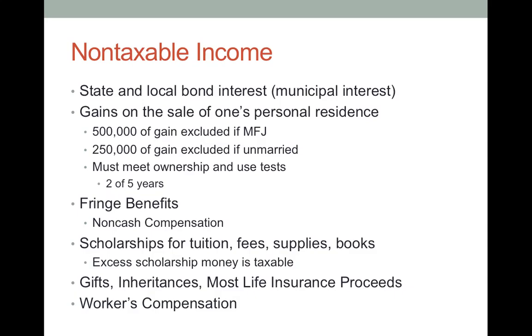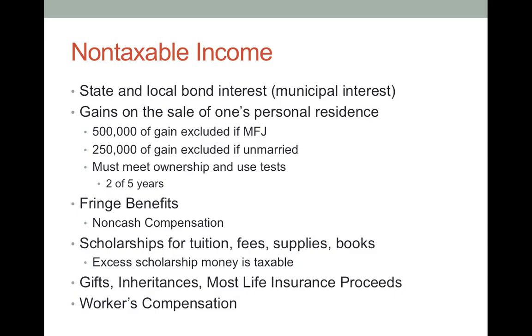Then if you're married and you meet the requirements, if that gain is less than $500,000, you report no taxable income. Okay, your taxable income is only the gain in excess of the exclusion amount. The exclusion is $500,000 if you're married, $250,000 if you're unmarried. The test that you have to meet is an ownership and a use test. This just says that you need to own and have used the house as your primary residence in any 2 of the last 5 years.